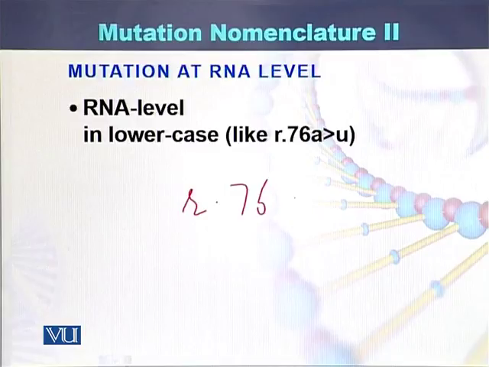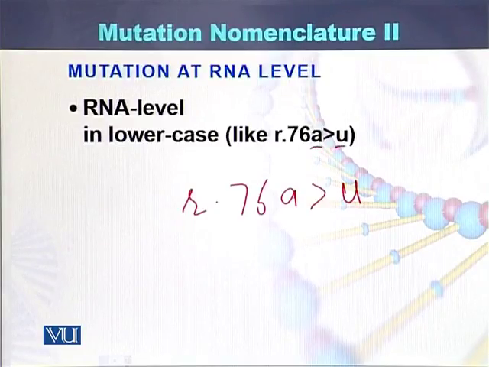To describe the mutation at the level of RNA, we take the example r.76a>u, that is, small a is converted into small u. There is a difference between the description of a variant at the level of DNA and at the level of RNA. At the level of DNA, capital alphabets are used, while in case of RNA, small alphabets are used.